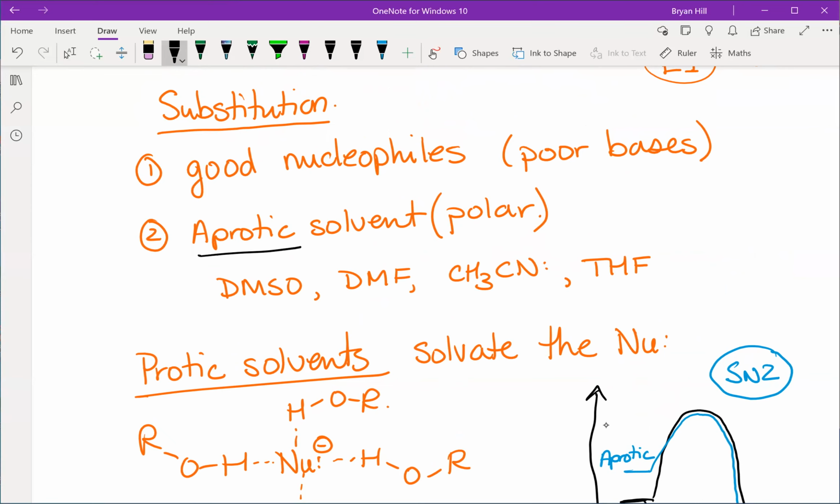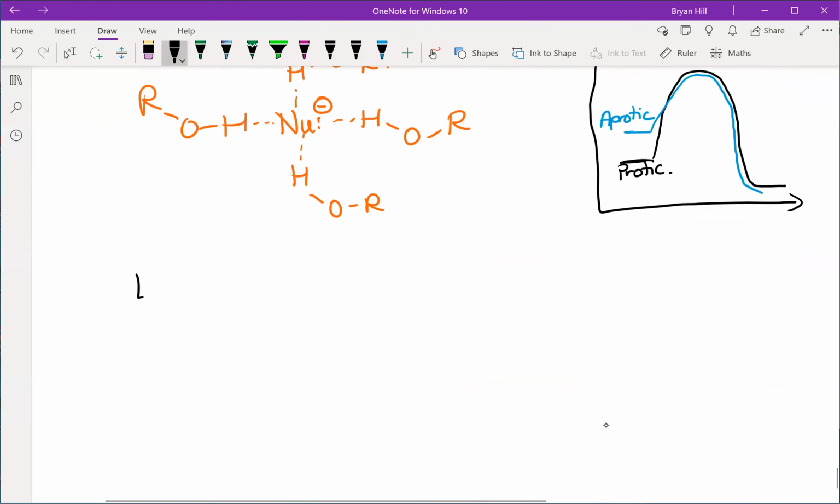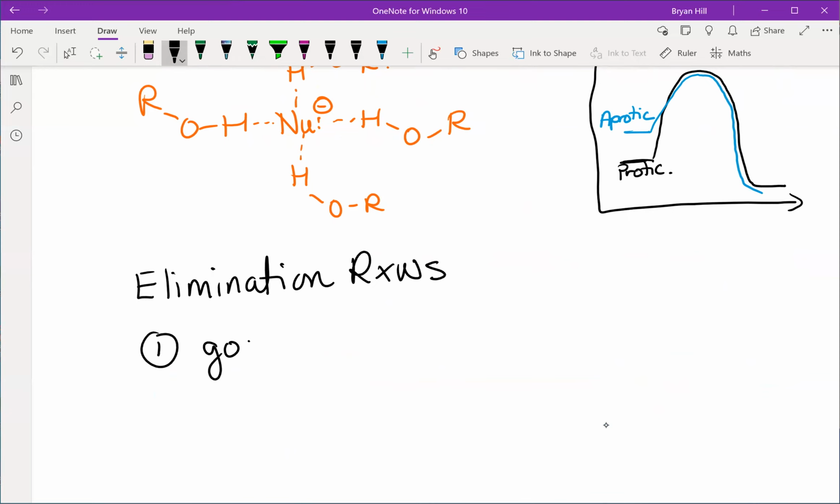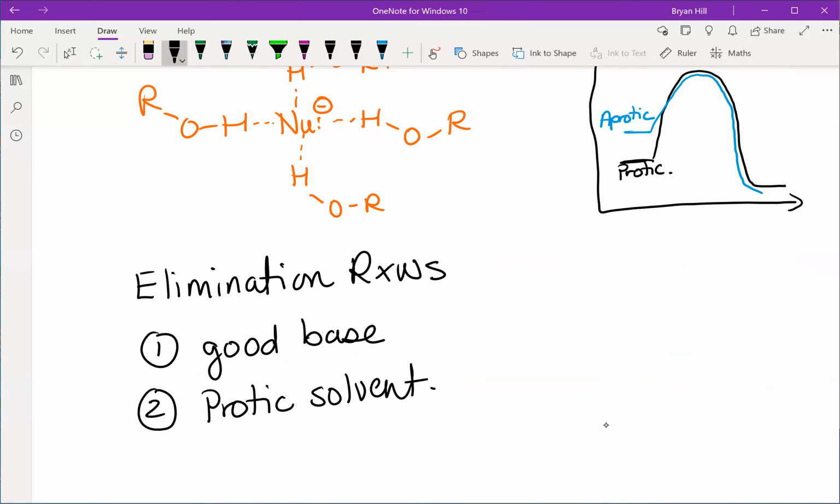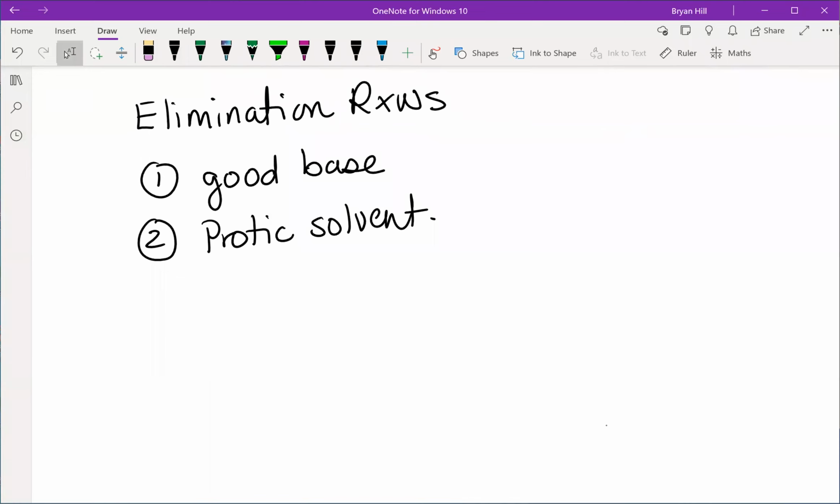Conversely, for elimination reactions, you're going to want to use a good base and a protic solvent, purely because this is going to slow down the substitution reaction. And it works out really good.